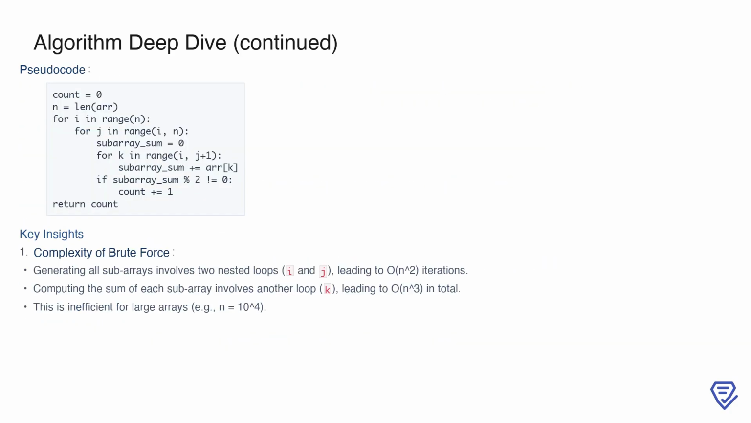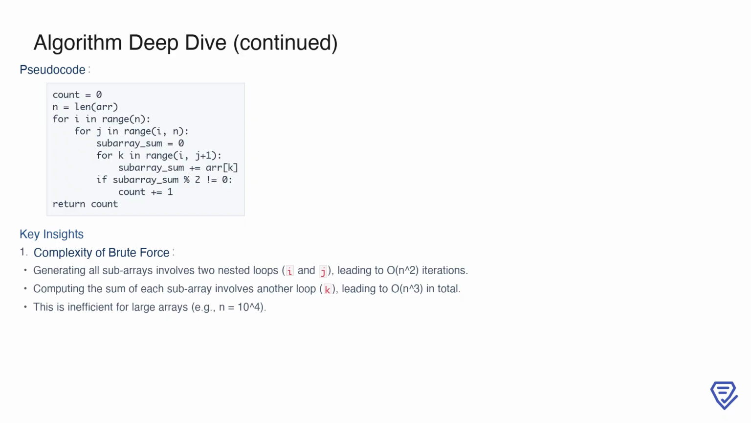Here, we see the brute force approach translated into pseudocode. We use 3 nested loops. The outer 2 loops iterate over all possible starting and ending indices of subarrays, while the innermost loop calculates the sum of each subarray element by element. Whenever the sum is odd, we increment the count.